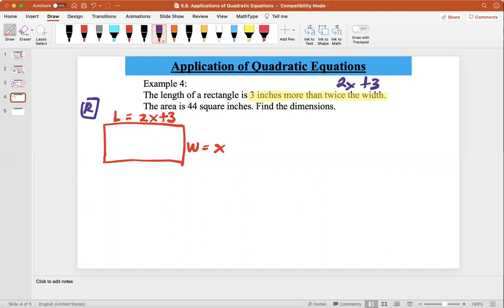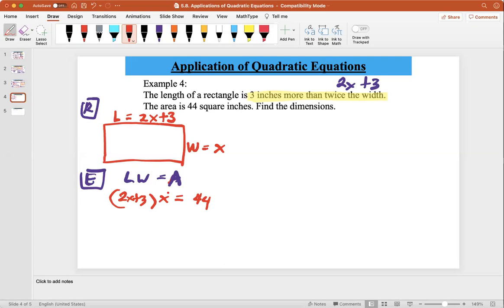And now we write our equation based on the idea that we have 44 as the area. We can find the equation using the formula length times width equals area. We'll not be using the perimeter formula, 2L plus 2W, because we're not dealing with perimeter. What we're dealing with is area. So your L is 2x plus 3, your W is x, and that's equal to your area, that is 44.